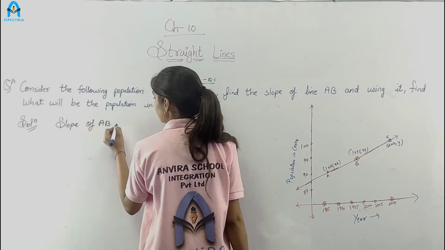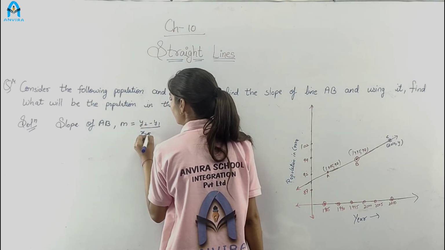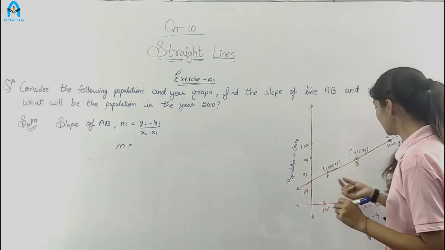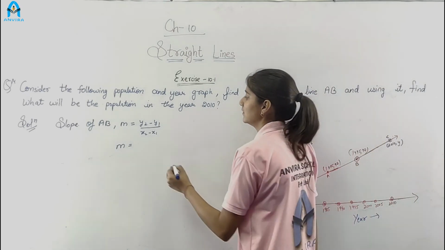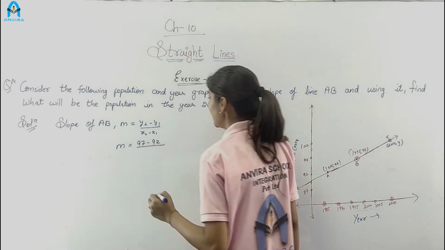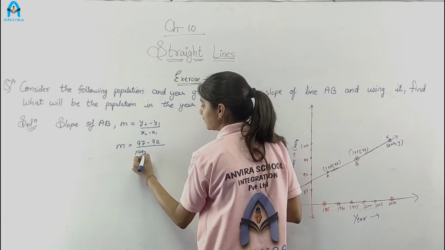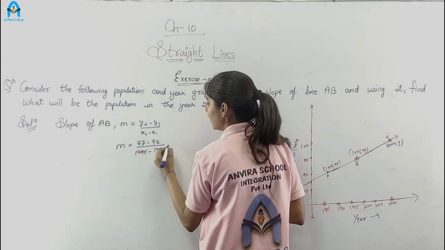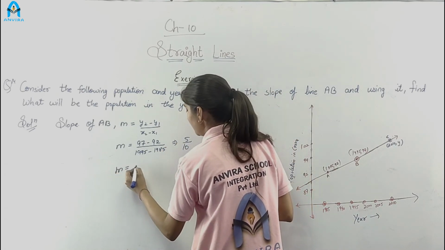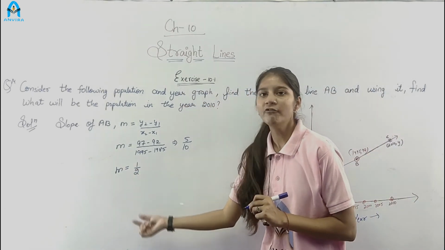Slope of AB is given by m is equal to y2 minus y1 upon x2 minus x1. What is the slope of AB? That is y2, 97, minus y1, 92, divided by x2, 1995, minus 1985. That is 5 by 10. So slope of AB is 1 by 2. Here we found the slope of AB.